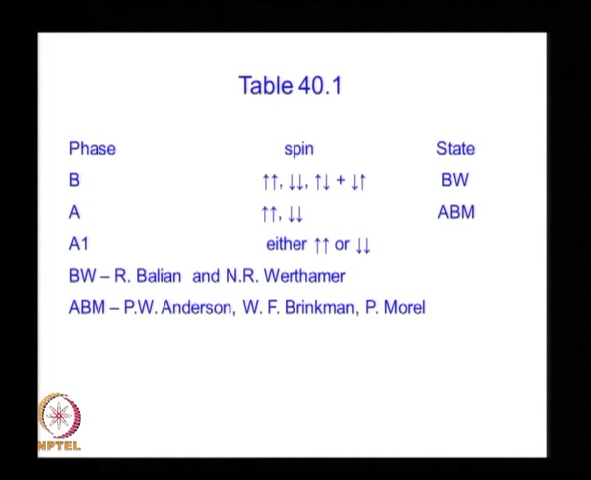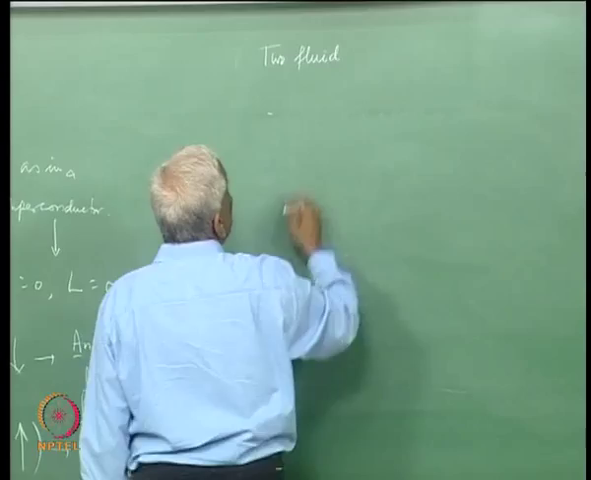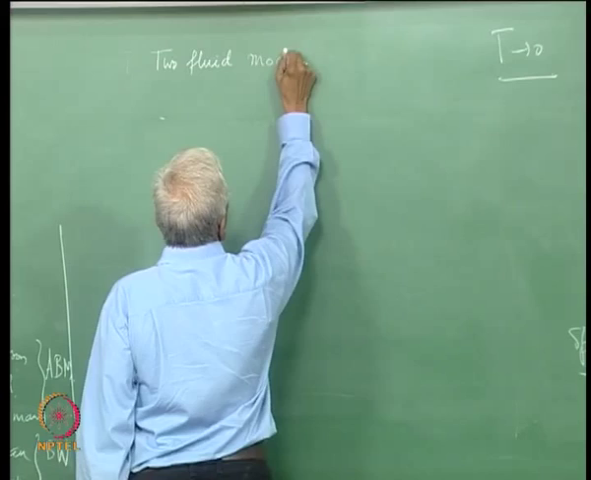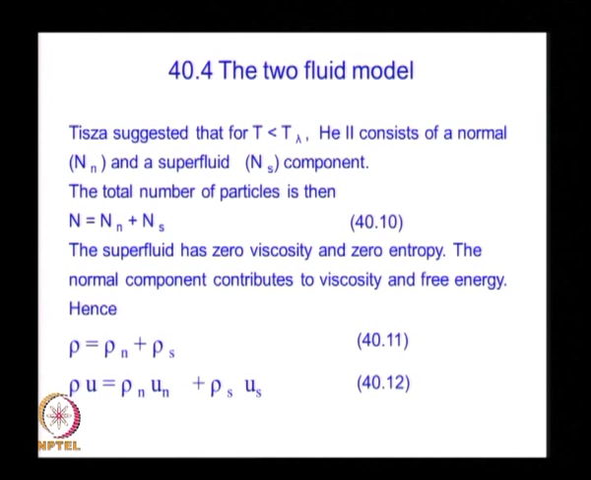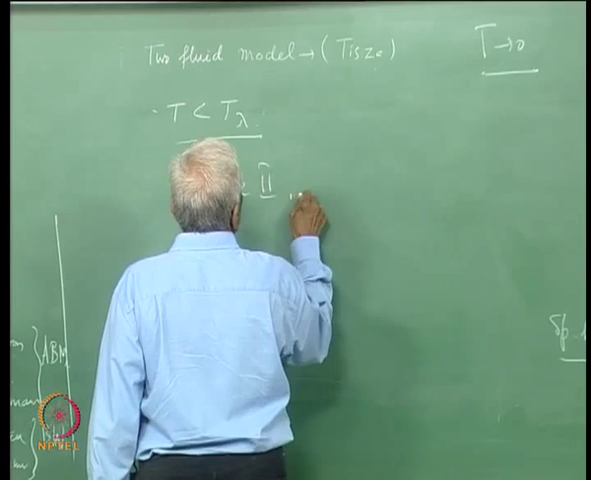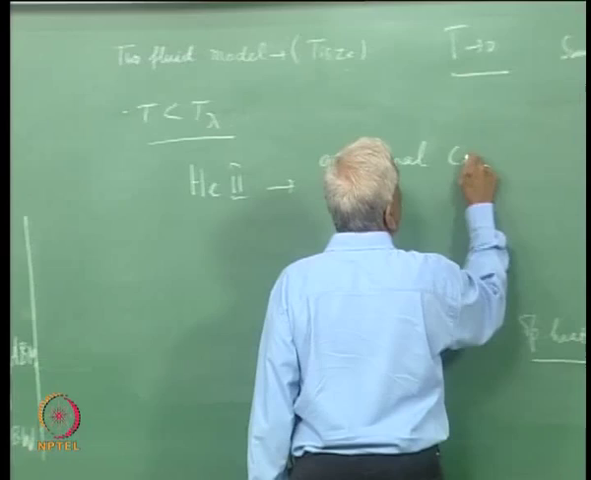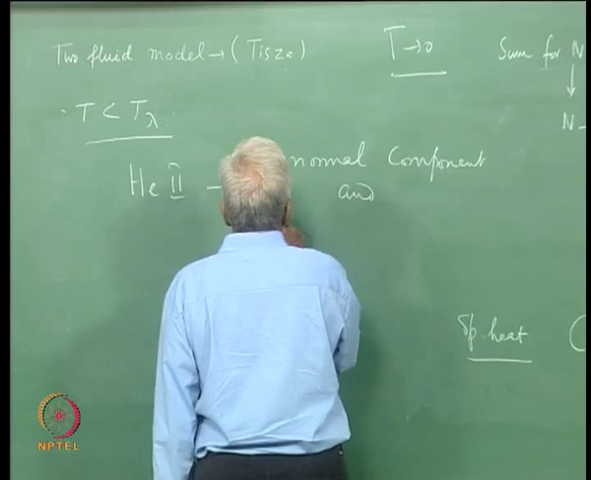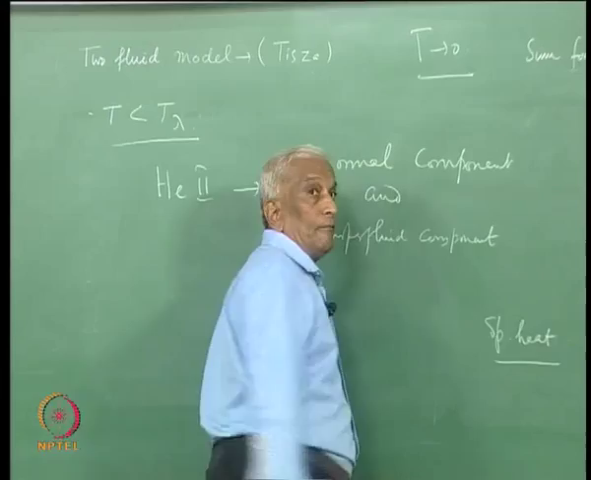We now go on to look a bit more closely at the normal and superfluid phases of helium 4 based on the two fluid model proposed by Tisza. He suggested that for T less than T lambda, the superfluid helium 2 consists of a normal component as well as a superfluid component. So, that is the basis of the two fluid model.